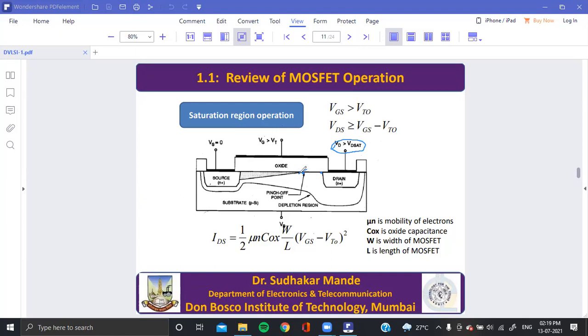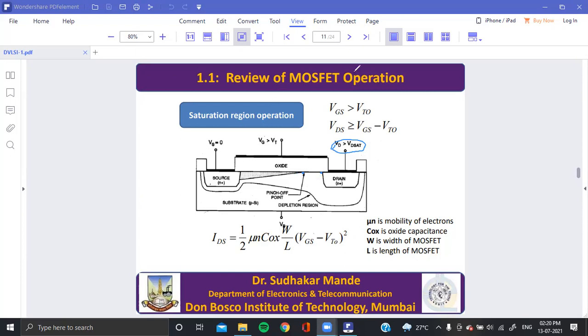In saturation region, there is no channel connected. Here there is no inversion of electrons. This happens when drain to source voltage is greater than gate to source voltage minus threshold voltage. When this condition is there, there is no channel from source to drain. In this case, drain current becomes constant and independent of drain to source voltage. That's why current in saturation region is given by this equation: half mu n Cox W by L (VGS minus VTO) whole square.